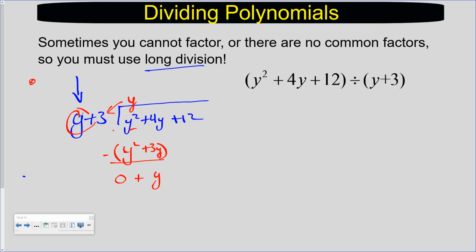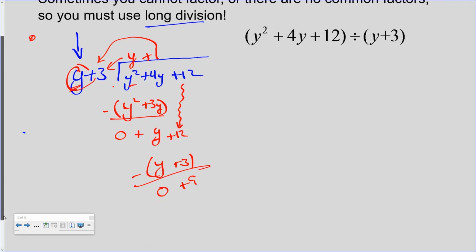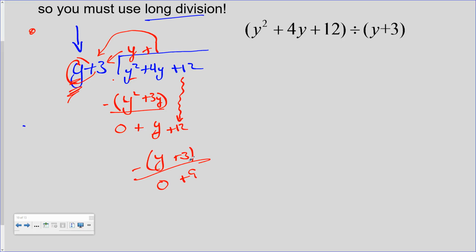And we do it again. What do I have to multiply y by to get y? Well, I'd have to multiply by a positive 1. So we multiply this by this guy. 1 times y is y, and 1 times 3 is 3. We bring down this guy and subtract. Y minus y is 0. 12 minus 3 is 9. Now here's where we run into issues, though. Y cannot go into 9. I can't multiply y by anything and get 9. So 9 is our remainder.